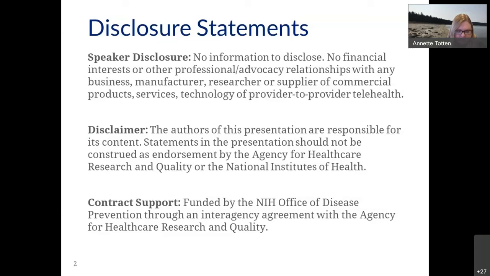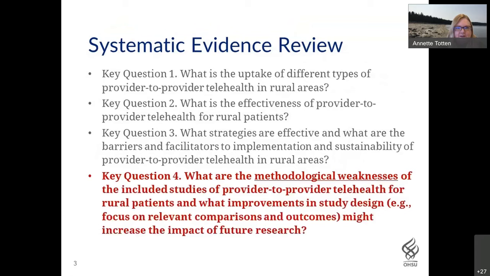If you could go to the next slide. So as mentioned, this systematic review had four key questions. We've worked through the uptake, key question one, the effectiveness and implementation. And today we're looking at the methodological weaknesses in the studies and in the body of literature. And I have to say, this is unusual that that is a key question in a systematic review. Often that's touched on in the discussion, but not necessarily explored systematically.